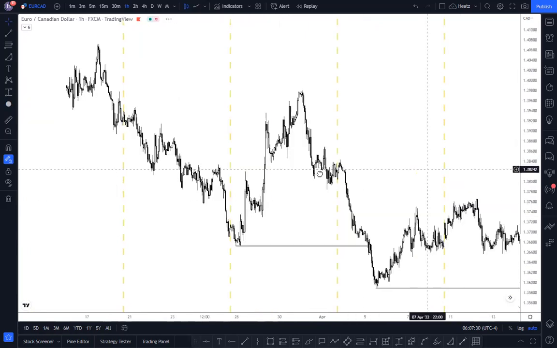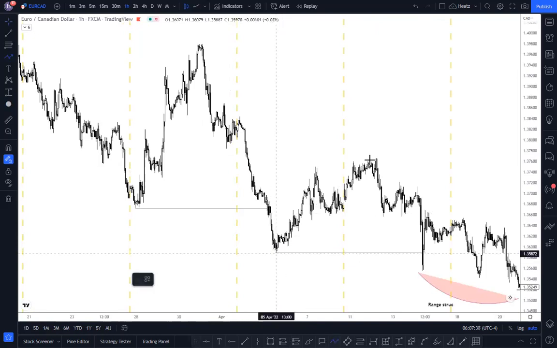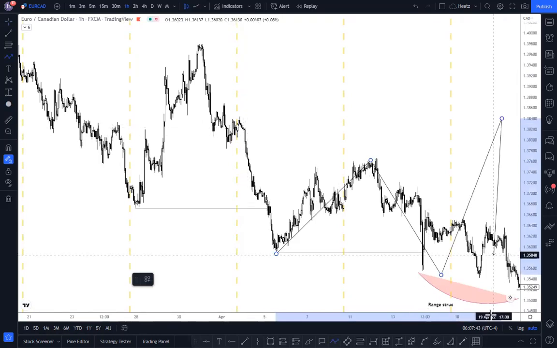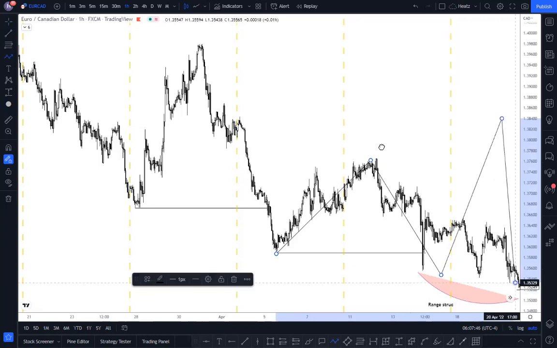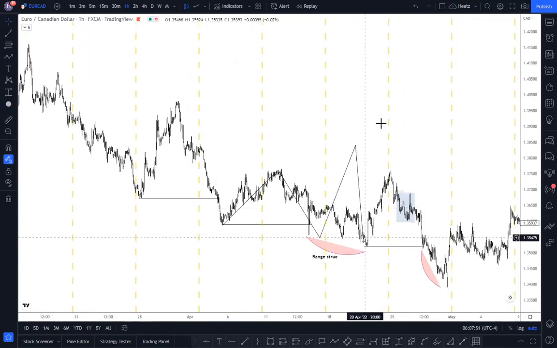So likely this will be more of a complex corrective wave, should price do this, give us this move here, lower low, and then later come back to mitigate this zone here or give a definite pullback down. That would have been a complex corrective wave here. This would be a complex corrective wave here.